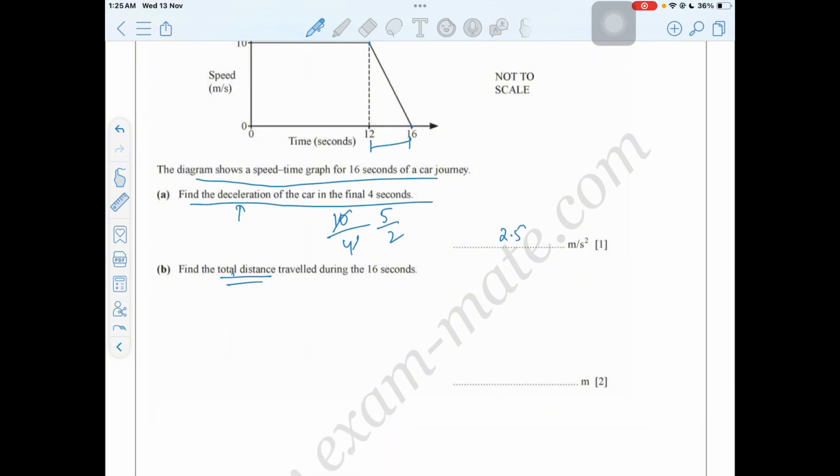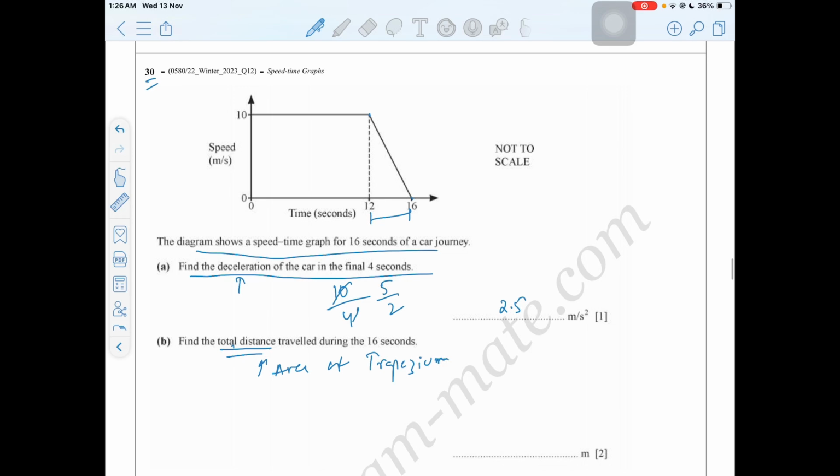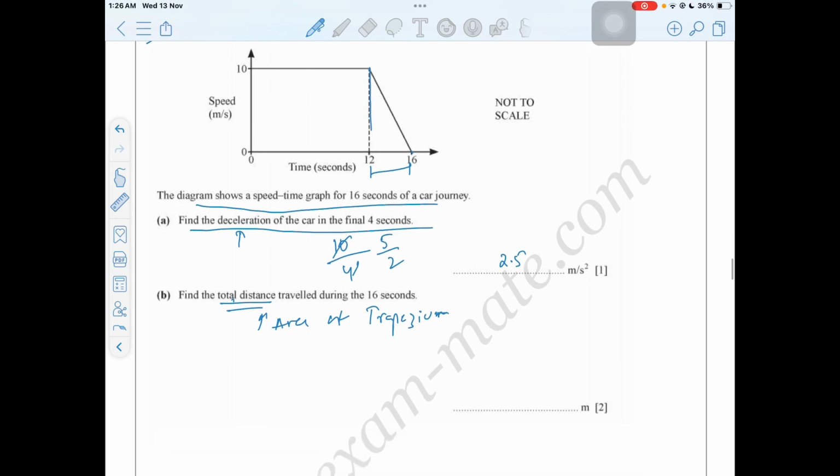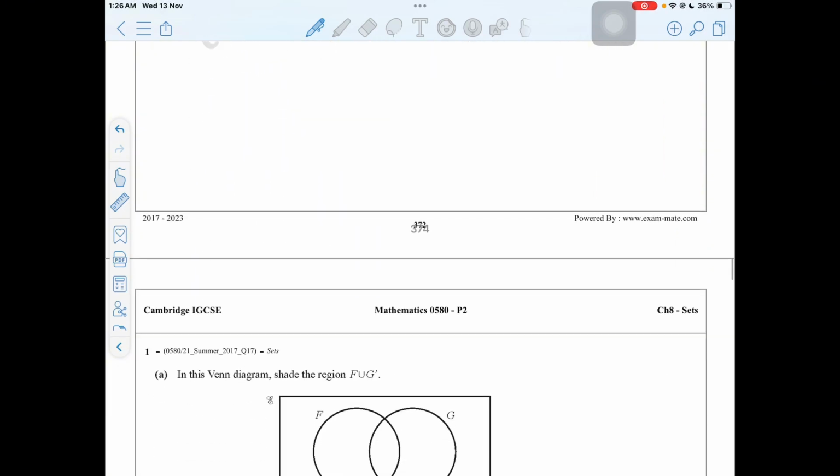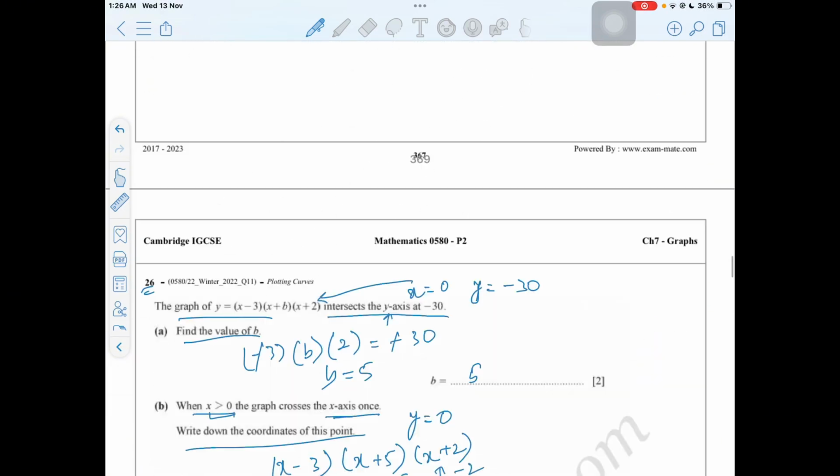For the total distance traveled, we'll be calculating the area of the trapezium, since it was discussed earlier that the area of a speed time graph gives you the total distance, right? So we have our height as 10 and our bases as 12 and 16, right? Cancel this out. This would be 28 multiplied by 5, which is equal to 140, right? I guess this was the last question.